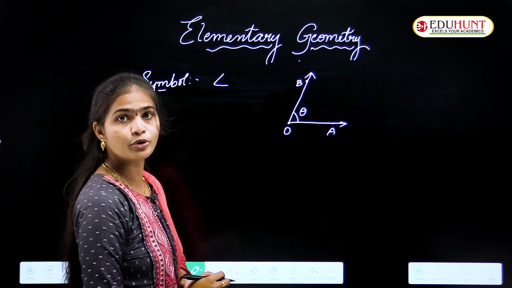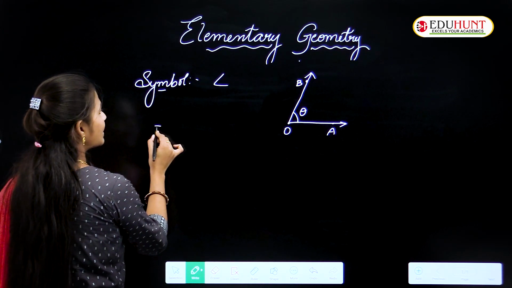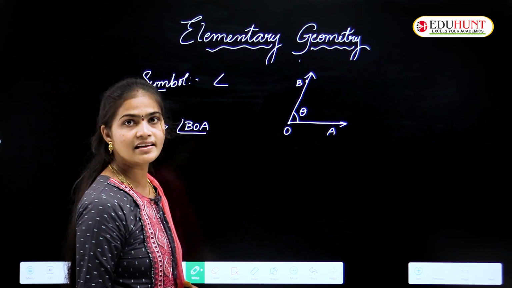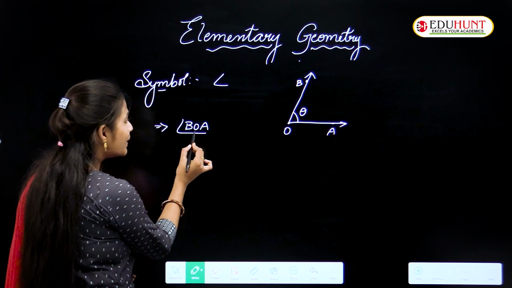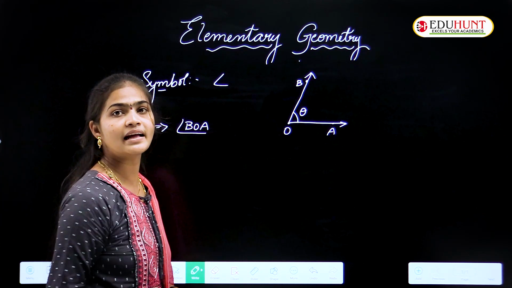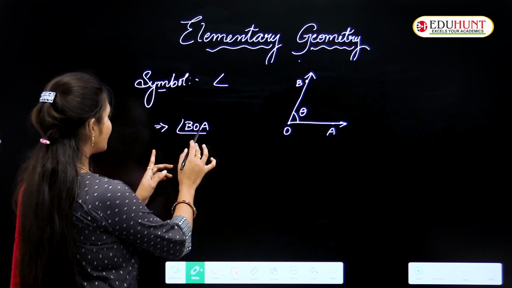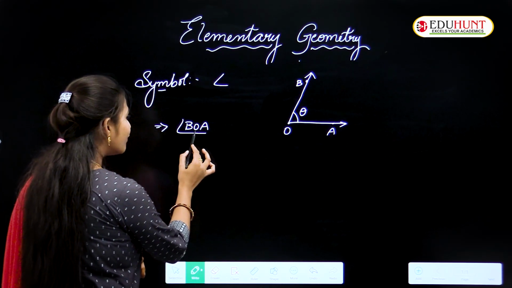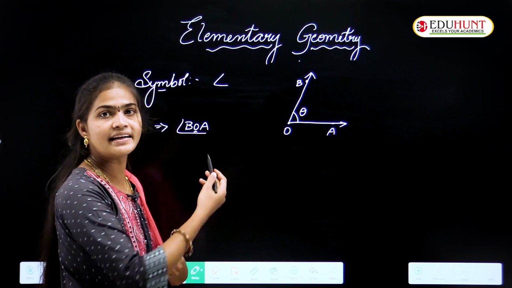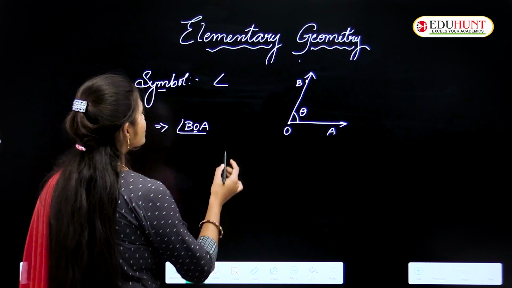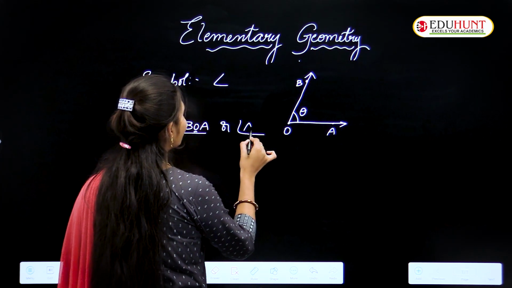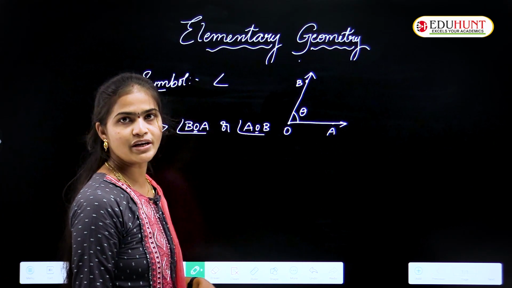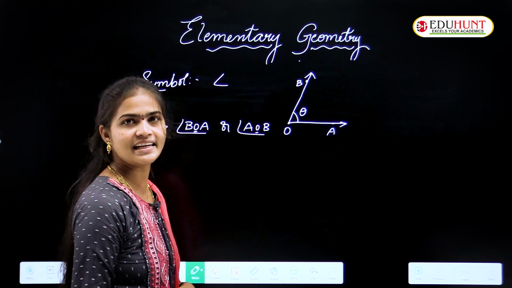Now, how do we represent this angle? We can represent it as angle BOA. In the middle, which letter is there? The angle is formed at the middle letter. Observe that we always take three letters, here BOA. The letter in between is where the angle is formed. Or angle AOB. Here also the angle is formed at O. This is another way of representing an angle.